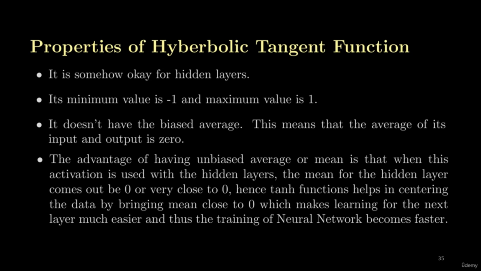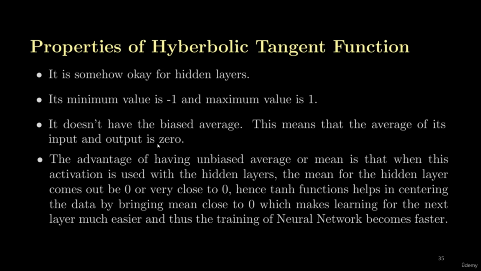The sigmoid function has a biased output average because its minimum value is 0 and its maximum value is 1. So if we take the average of 0 and 1, we will get 0.5. But in the case of hyperbolic tangent, we have an unbiased average because its minimum value is -1 and its maximum value is +1. Therefore, we will get an average value of 0 at the output of the tangent function. Therefore, it has an unbiased average.